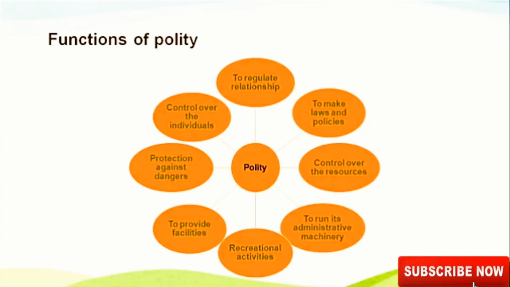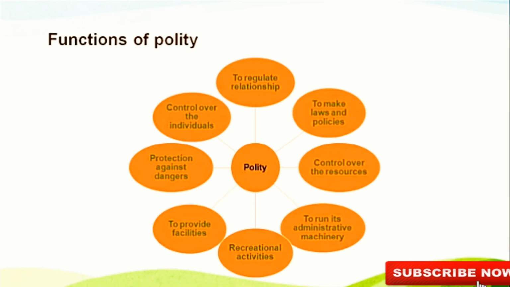There are so many functions of political institutions. These institutions help to regulate relationships. They also help to make laws and policies. Political institutions exercise control over the resources in the society, like to what extent we can utilize our resources. Political institutions also help us to run the administrative machinery. They also provide different kinds of facilities to the members of the society, like recreational activities.